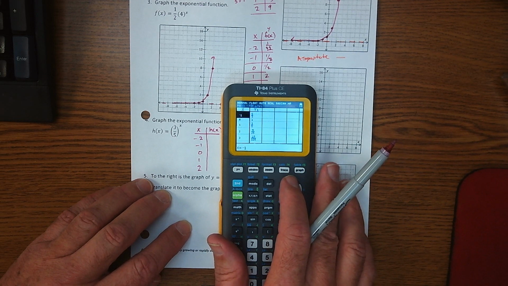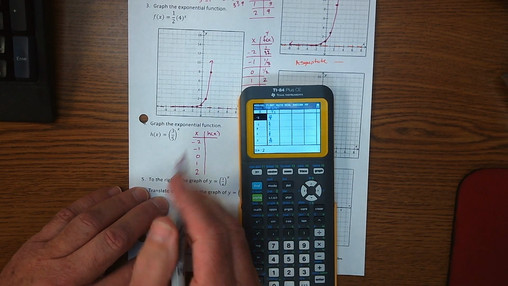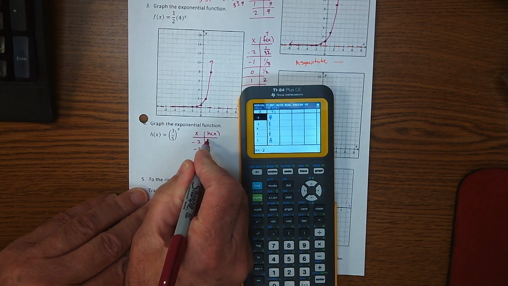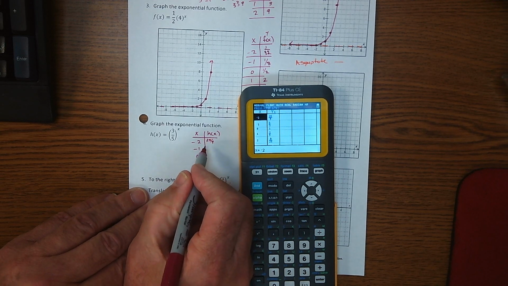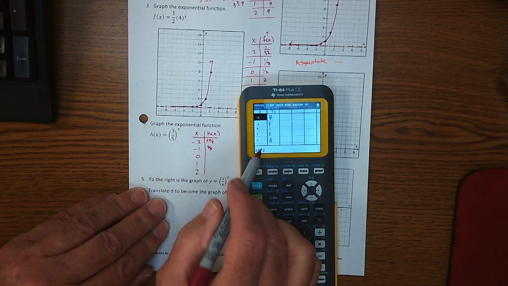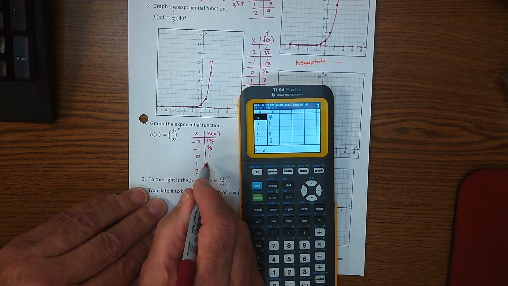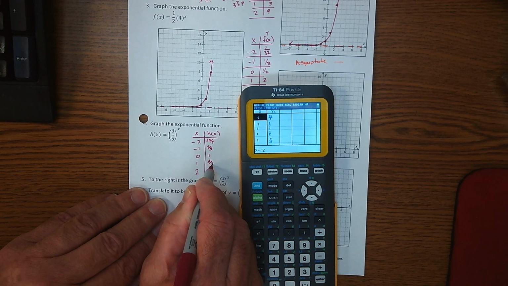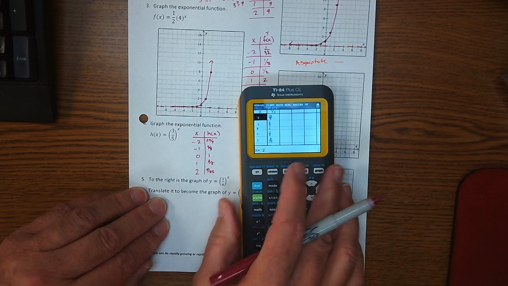So I want to look at -2, so scroll up to -2. This number is 25/9. So this becomes 25/9 right here. At -1, I get 5/3. At 0, I get 1. At 1, I get 3/5. And at 2, I get 9/25. So I get all the numbers by using that graph function.